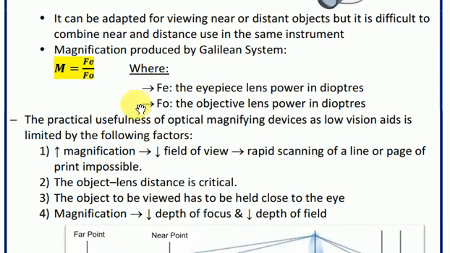The practical usefulness of the optical magnifying devices as low vision aids is limited by these factors. Increased magnification causes decreased field of view, making rapid scanning of a line or page of print impossible. The object lens distance is critical. The object to be viewed has to be held close to the eye. Magnification causes decreased depth of focus and decreased depth of field.